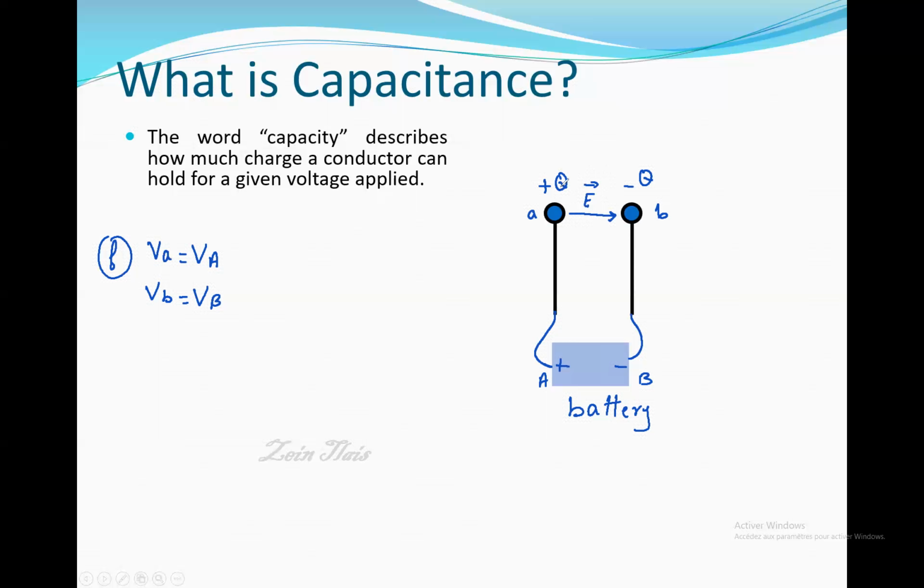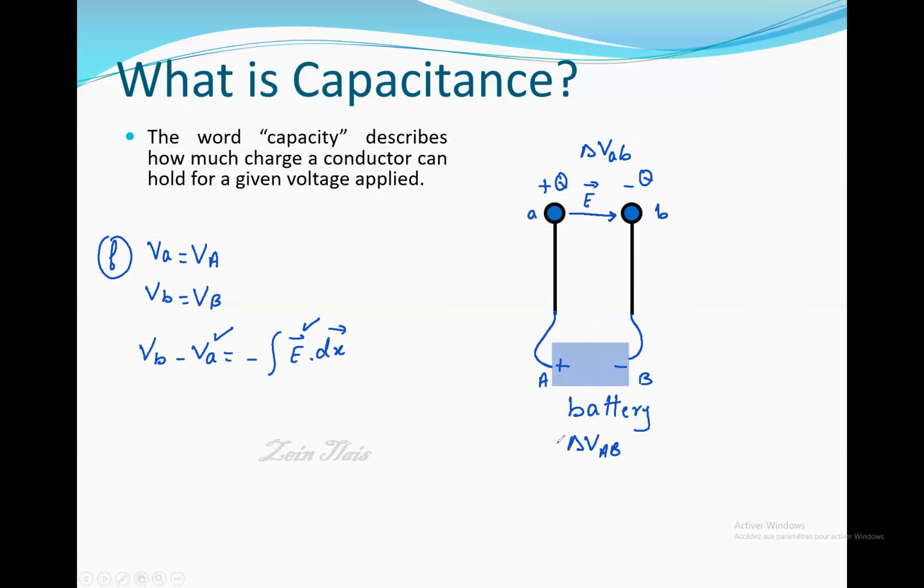If we increase the value of Q, we increase the value of E. At this point, we can say delta V or VB minus VA equals minus the integral of E dot dx. So we have an electric field and we have a difference of potential between A and B. Okay, and you know delta V between small a and small b equals delta V between capital A and capital B at each extremity of the battery. Okay?